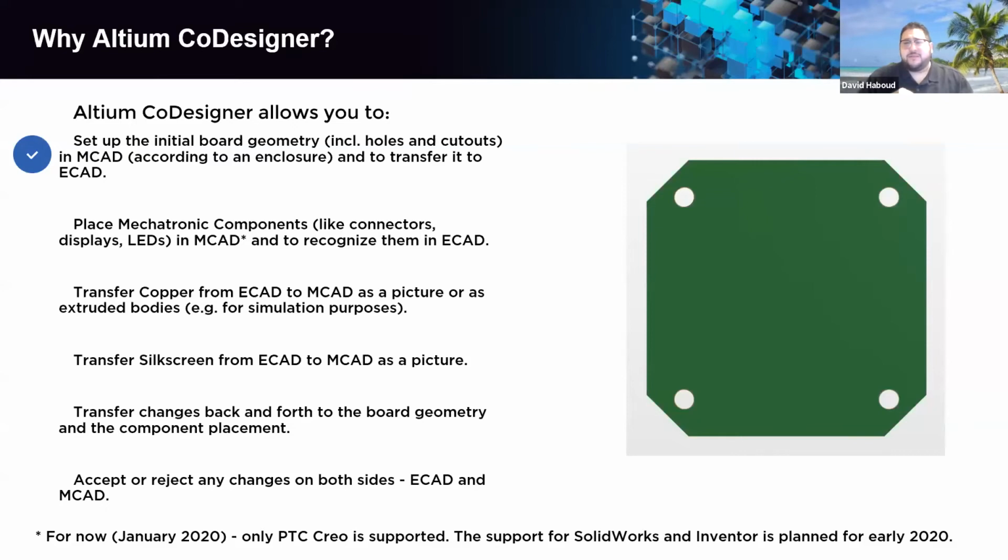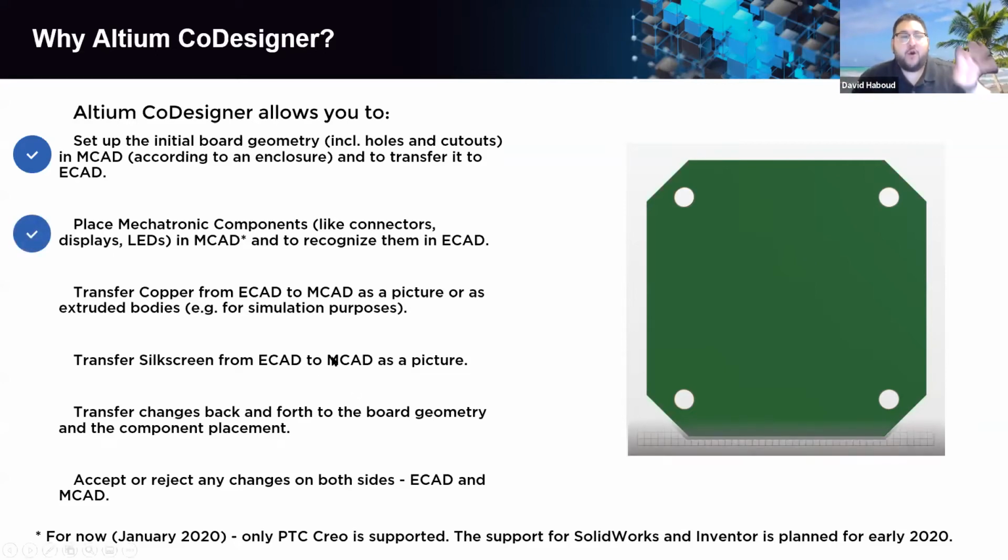It's going to help you set up the initial board geometry. When we talk about the board geometry, we're talking about the entire board outline. We're talking about holes, cutouts in the mechanical space. Good, we're getting some more questions. That's good. Board cutouts, and all of this in relation to our actual enclosure, right? And then we're going to be able to transfer all of this into Altium Designer.